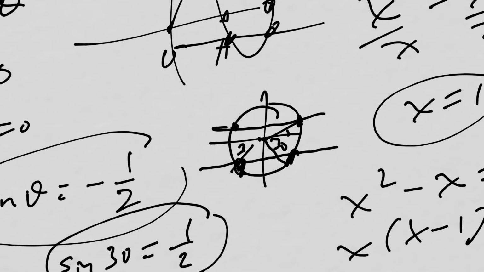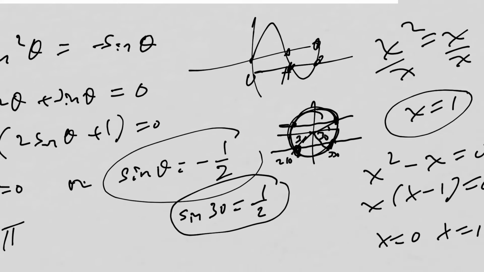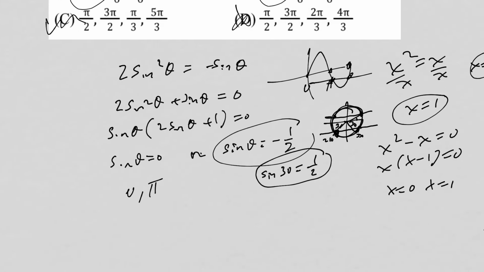So the answers are actually 180 plus 30, which is 210, and 360 minus 30, which is 330. So those are the answers, 210 and 330.